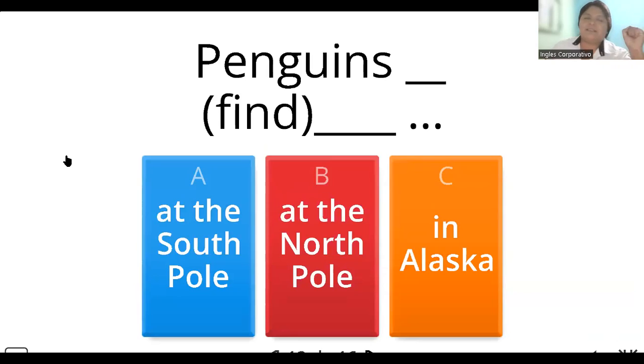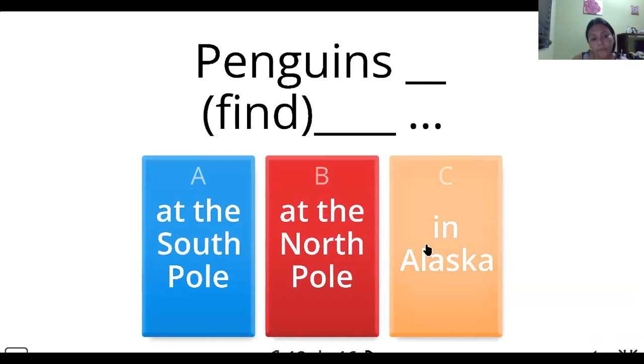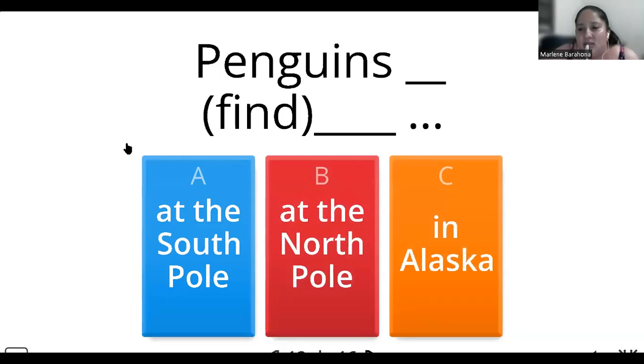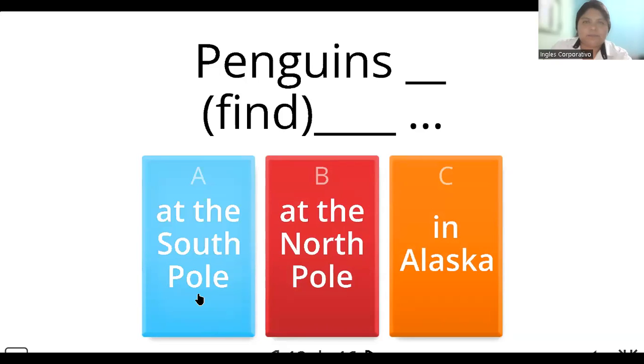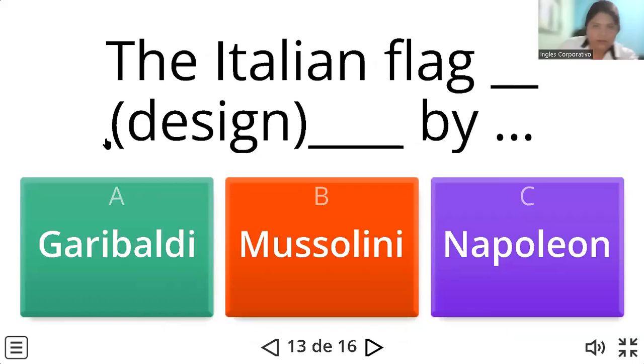Penguins. Penguins were found. Where? Oh my gosh. Think about it. So where can I find a penguin? In Alaska. Penguins are found. Letter A. At the South Pole, in the North Pole, in Alaska. Yes. Penguins are found. Yes, are found. So where can you find a penguin? Letter A. Oh, okay. Well, it can also be possible, right? If we think about history, where did they first find the penguin?